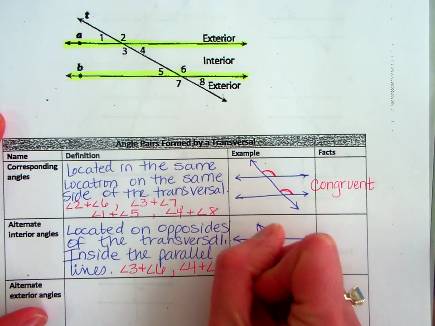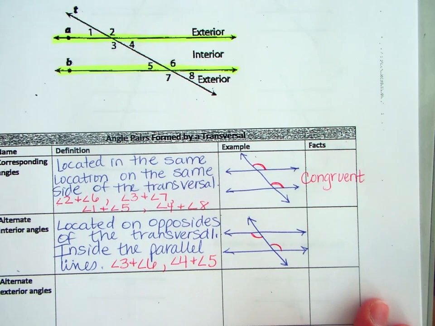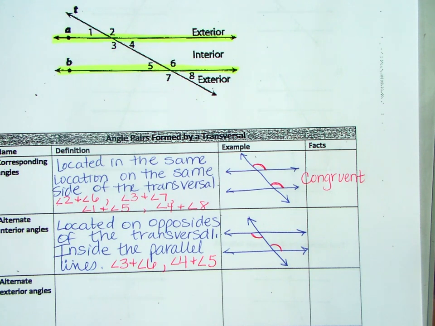Yes, Angelina. 7 and 2. All right, now 7 and 2 are going to fall in the next one, because notice, are they interior? Those are going to fall in our exterior. They are alternate, but they're not on the inside.